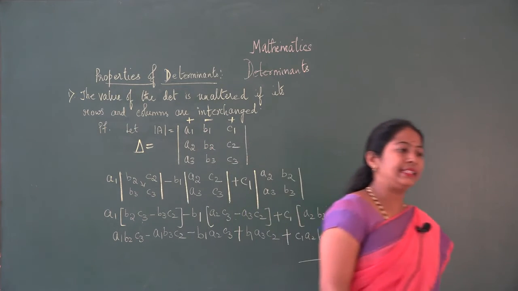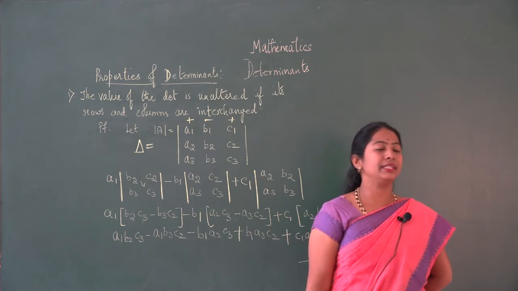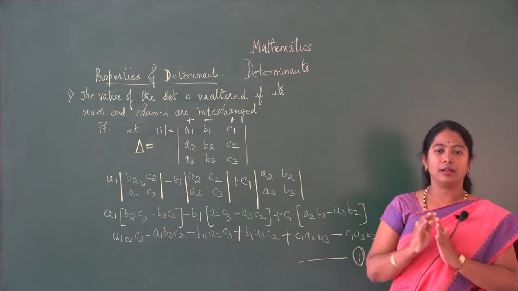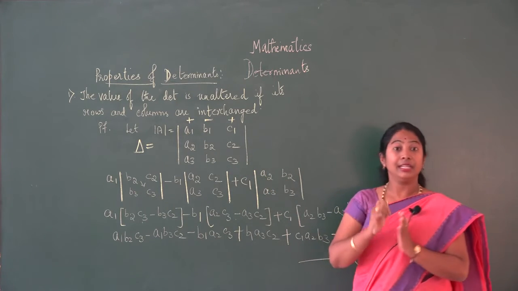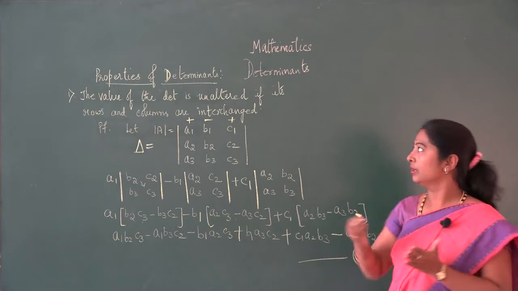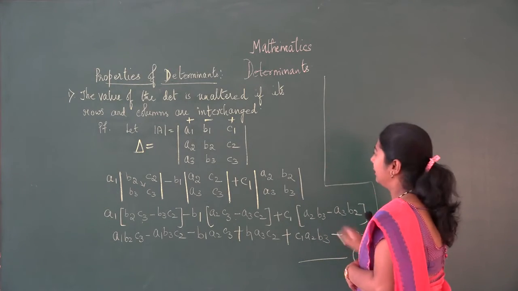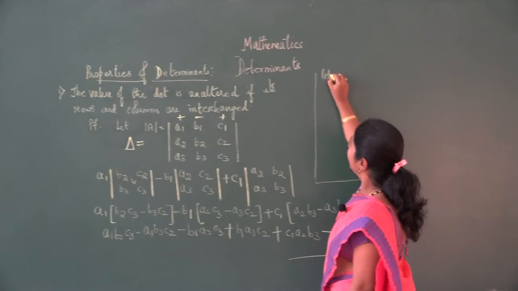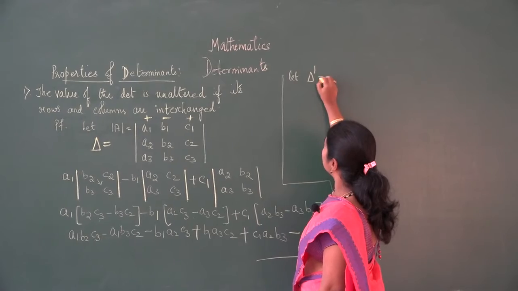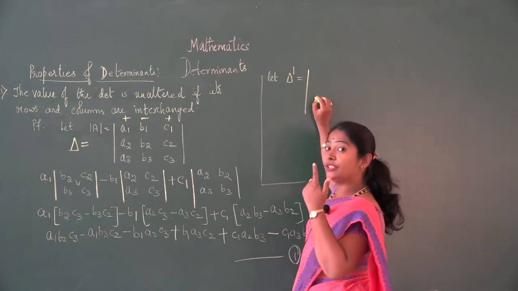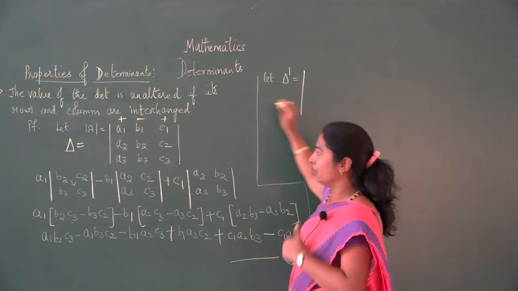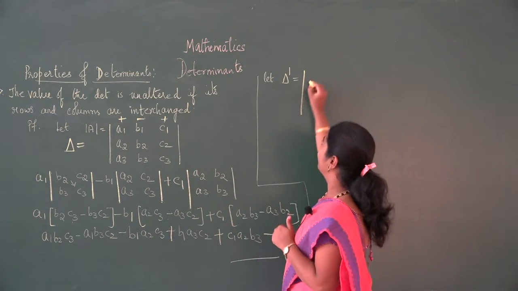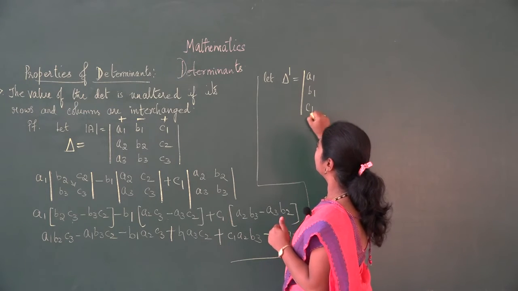What does the property state? The value of the determinant remains unaltered if rows and columns are interchanged. So we have calculated the value of delta. Now we shall interchange rows and columns. Let delta dash be equal to, you can interchange rows: A1, B1, C1 is the first row here, it becomes the first column. That is A1, B1, C1.